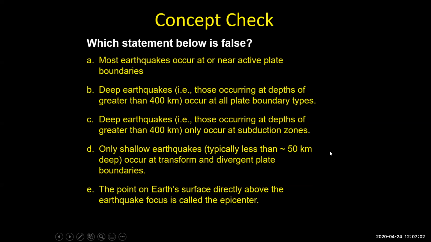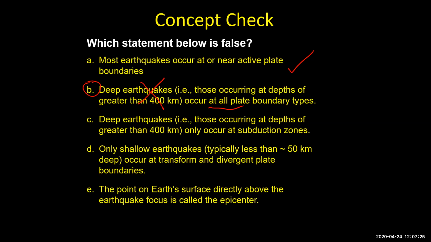Quick concept check question. Which of the statements below is false? Let's go through these one at a time. A, most earthquakes occur at or near active plate boundaries. Well, that's true. B, deep earthquakes occur at all plate boundary types. That's the false statement. That's actually not true. So the answer is B, but let's just go through the rest.